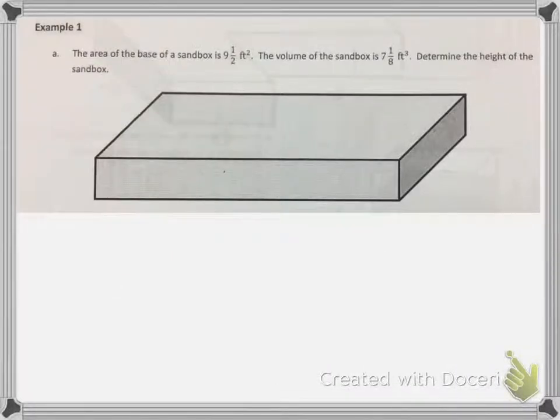All right, I want to show you a couple different types of problems that you're going to be doing today. The first is where you are given some information like this. The area of the base of the sandbox is given to you. So we have area, and I want to remind you of our formula to find the volume of any prism: volume is equal to area of the base times the height.